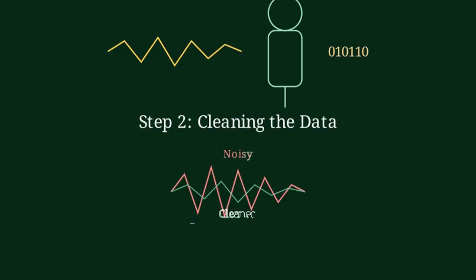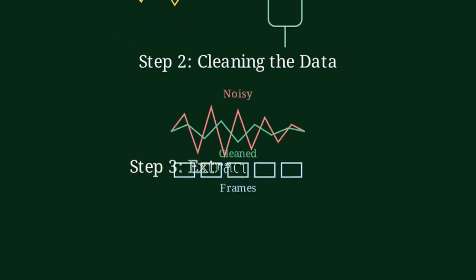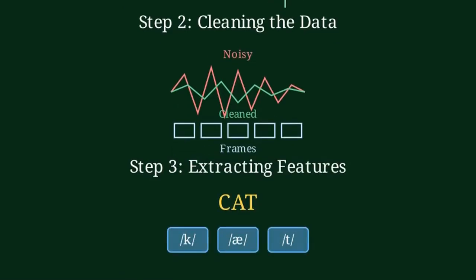Step 2 is cleaning the data. The system removes background noise and splits the audio into tiny frames, about 10 to 20 milliseconds each. Step 3 is extracting features. The computer finds phonemes, which are the smallest building blocks of sound. For example, the word cat has the phonemes kuh, a, and tuh.